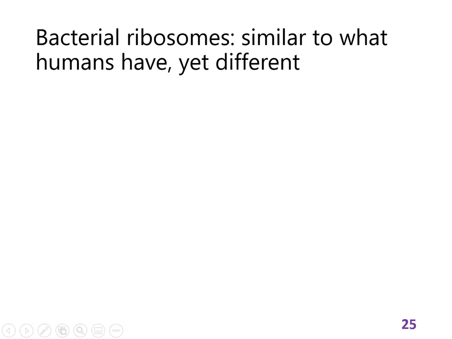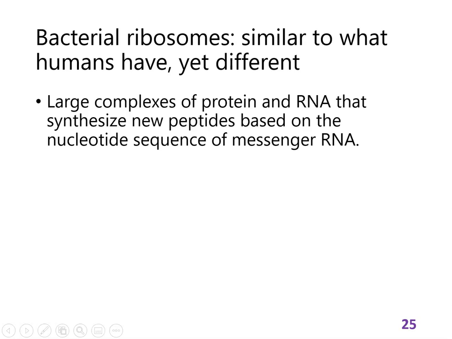It is the ribosome. Bacterial ribosomes do the same thing human ribosomes do. They are giant complexes of protein and RNA, just like human ones, and they synthesize new peptides based on messenger RNA nucleotide sequence. They are structurally a little bit different because our common ancestor lived like 3 billion years ago, but they enzymatically do the same thing.